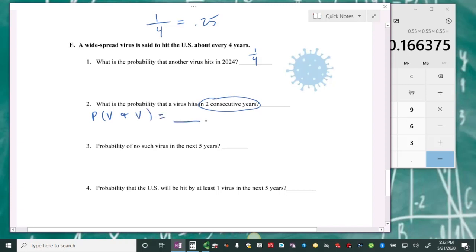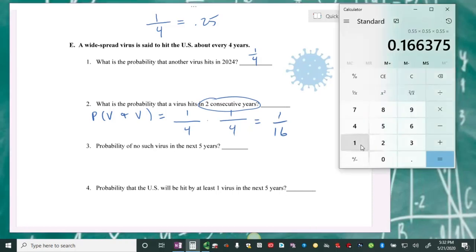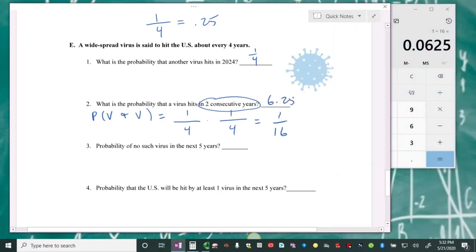So I want the probability of getting a virus for each of those years. That's going to be 1/4 times 1/4, or 0.25 times 0.25, same thing. I'm going to end up with 1/16. You could also multiply the 0.25s together. I'm going to do 1 divided by 16 though, and we end up with 0.0625, so 6.25%. Okay, part 3. What's the probability of no such virus happening in the next 5 years?